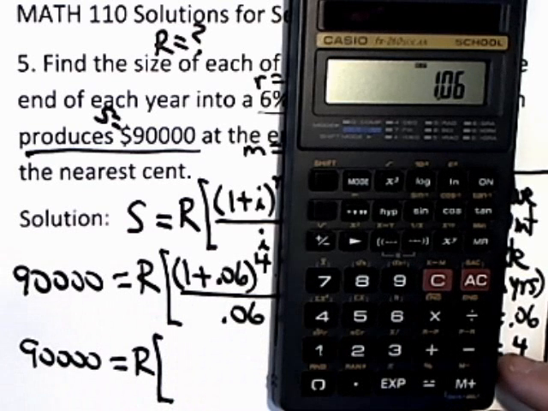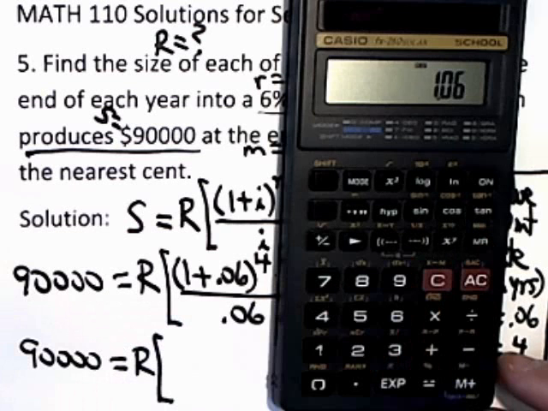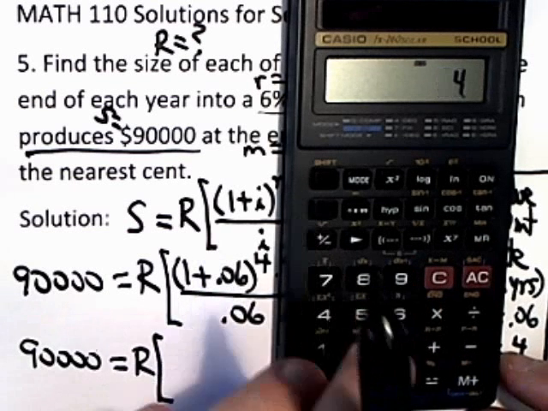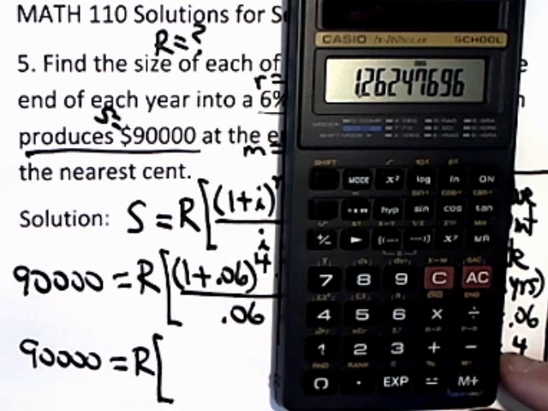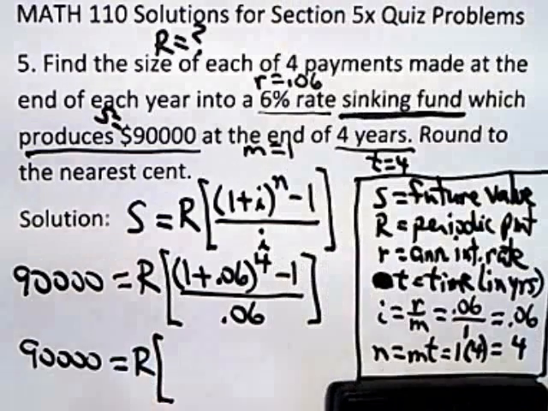I know 1 plus 0.06 is 1.06, and then I'm going to raise it, so I hit the power button, to the power of 4 and hit equal, and I get 1.2647 4.696. Now again, you don't necessarily have to write that down.